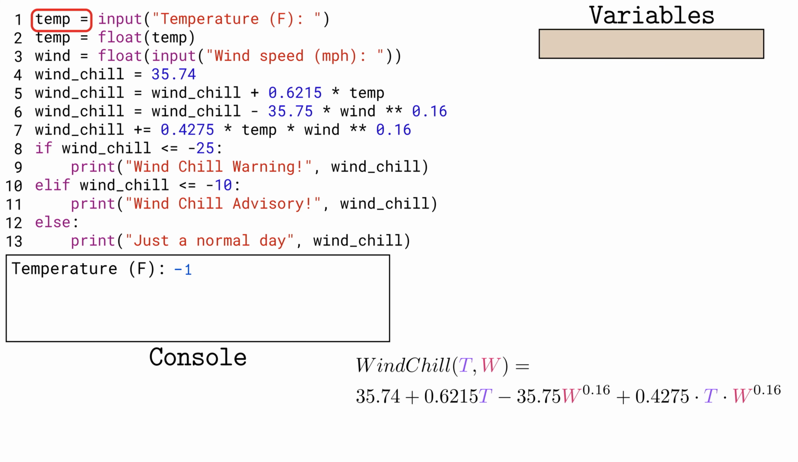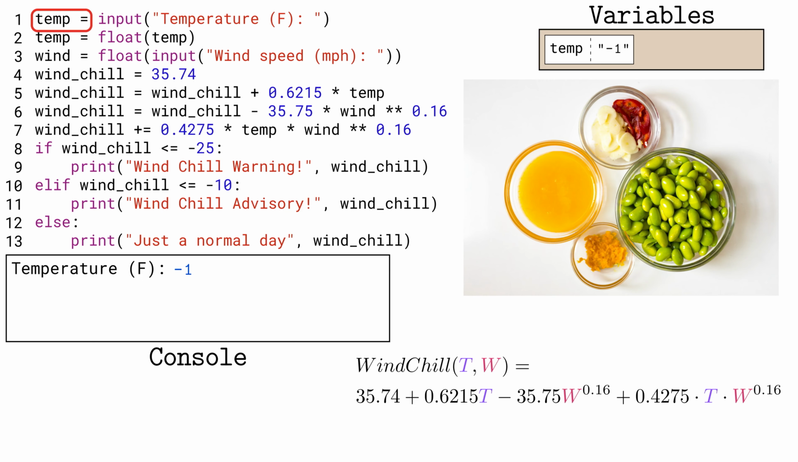This instruction tells Python to save the input from the right into a variable called temp, short for temperature, on the left. When Python creates a variable, it finds some free computer memory, labels the space with a name provided by the programmer, temp in this case, and then assigns it a value, such as the -1 the user typed in. Programmers must put data into variables, just like chefs use bowls and cups to hold onto ingredients.